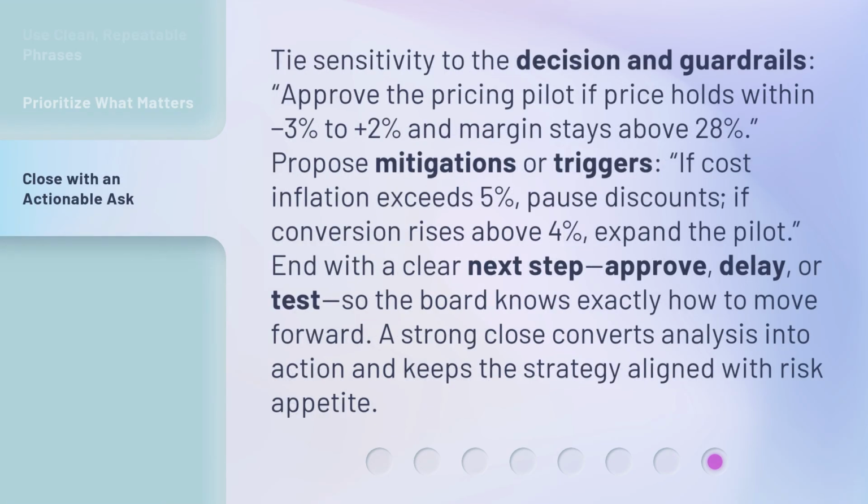Tie sensitivity to the decision and guardrails. Approve the pricing pilot if price holds within -3% to +2% and margin stays above 28%.